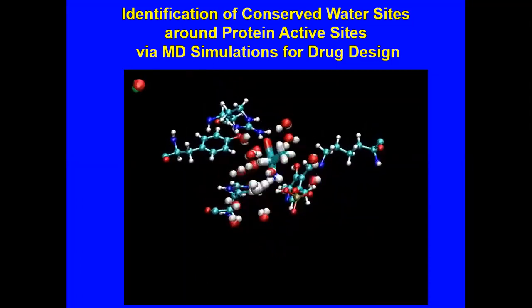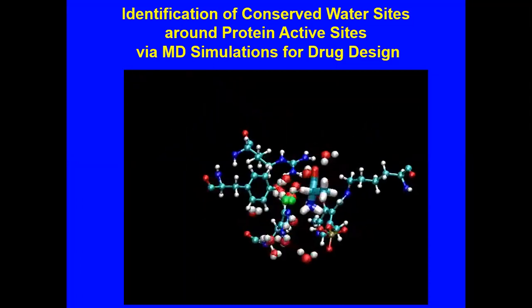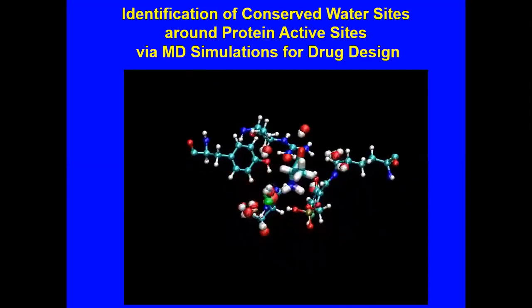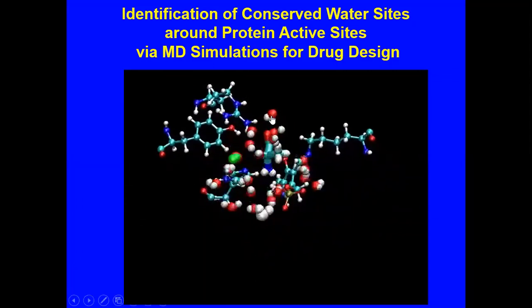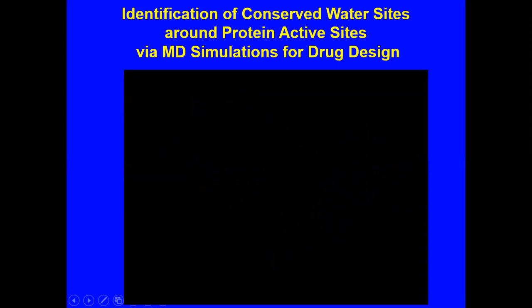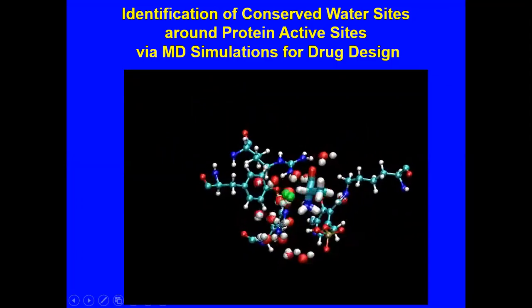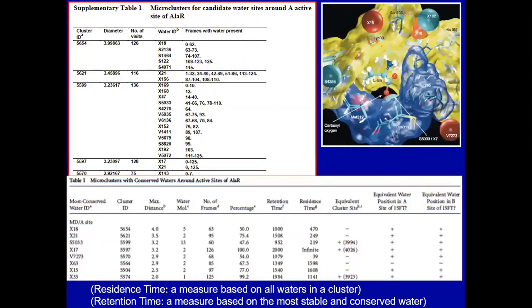So the water is moving around a substrate or inhibitor, but some water, like the one you can see on the top here, is very stable. So we are going to use cluster analysis to look at, for example, 125 frames that are extracted with constant interval from a 2 nanosecond simulation.